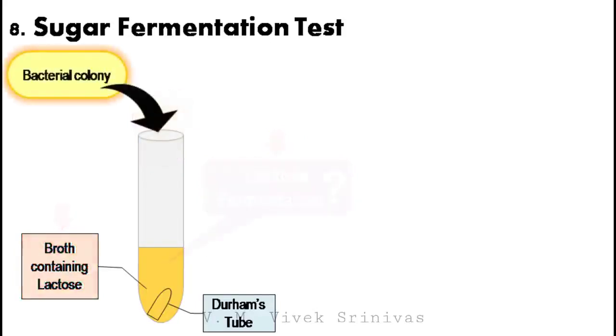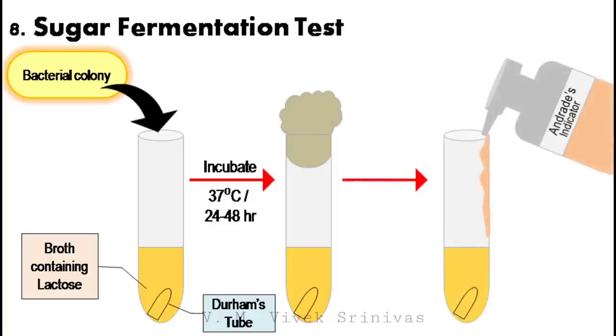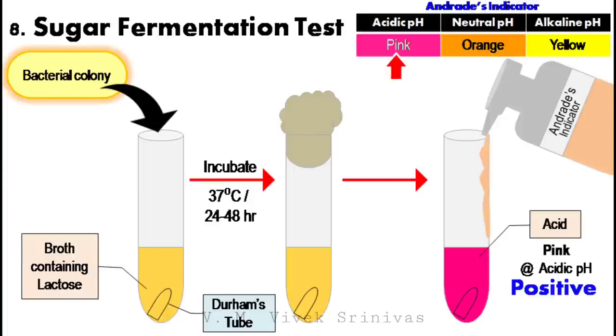Now, take the bacterial colony, inoculate into this broth. Incubate for 24 to 48 hours. Following incubation, add the Andrade's indicator to it. The development of the pink color indicates the test is positive for the lactose fermentation due to the acid production. Sometimes, the bubble formation may be observed in the Durham's tube, which indicates the gas production.